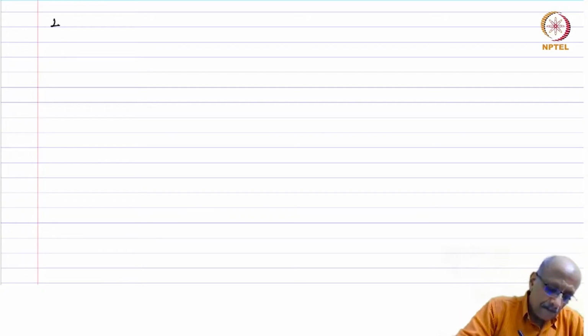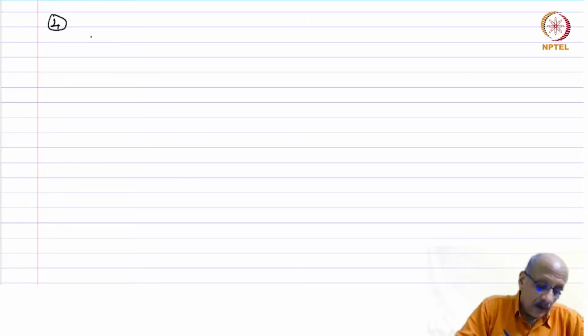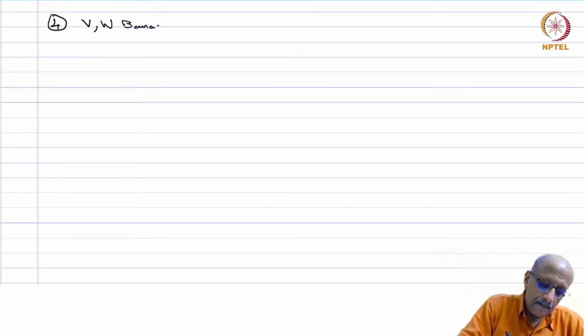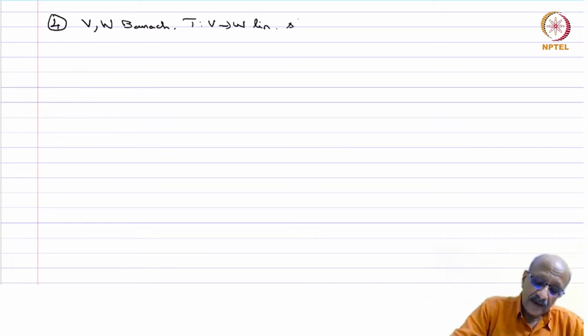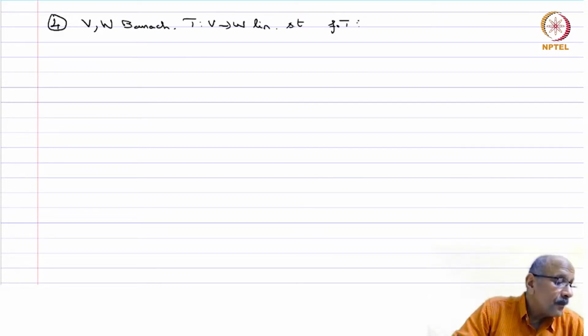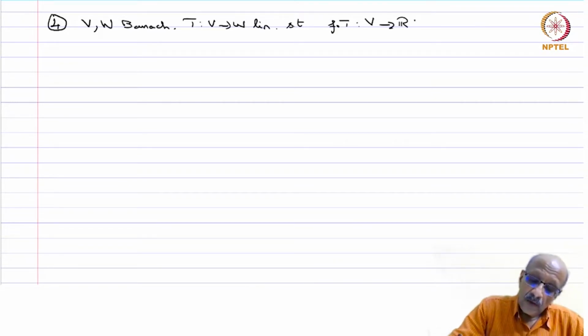F4. So V, W Banach and T from V to W linear such that F composed with T from V to R is continuous for all F in W star.